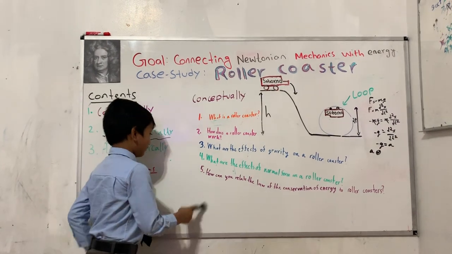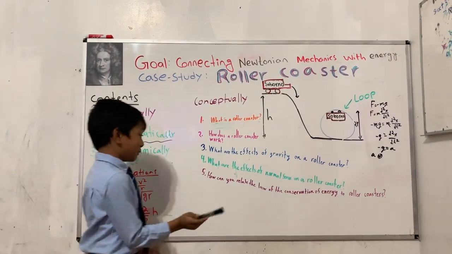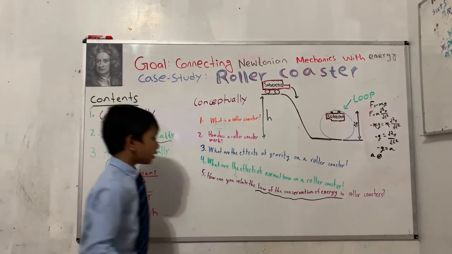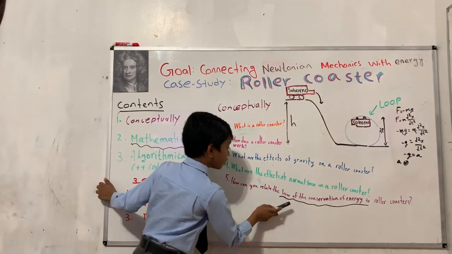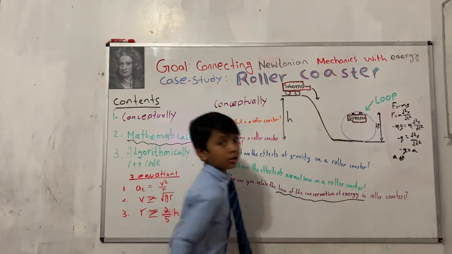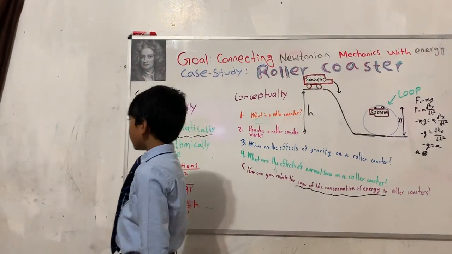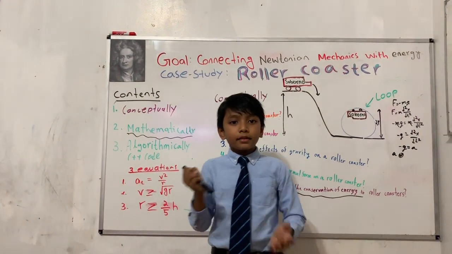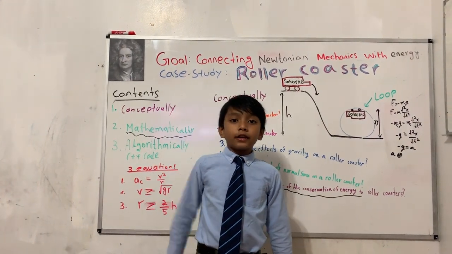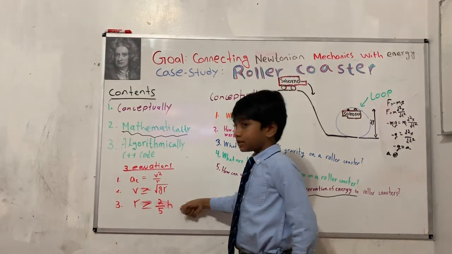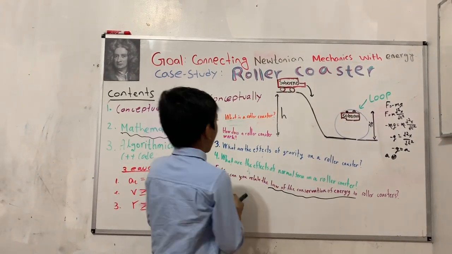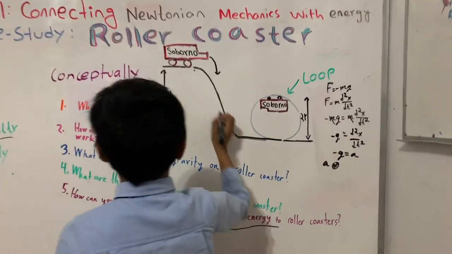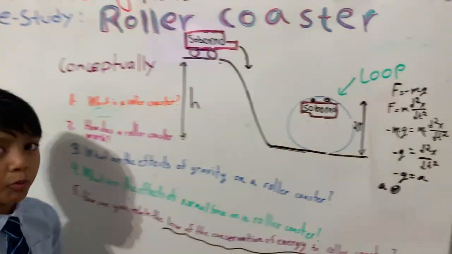And now, number five, final question, the colossal question, the purple question. How can you relate the law of the conservation of energy to the roller coaster? Okay, so this will be later shown in the mathematical part. But the law of the conservation of energy proves that the radius is a function of the height of the slope.